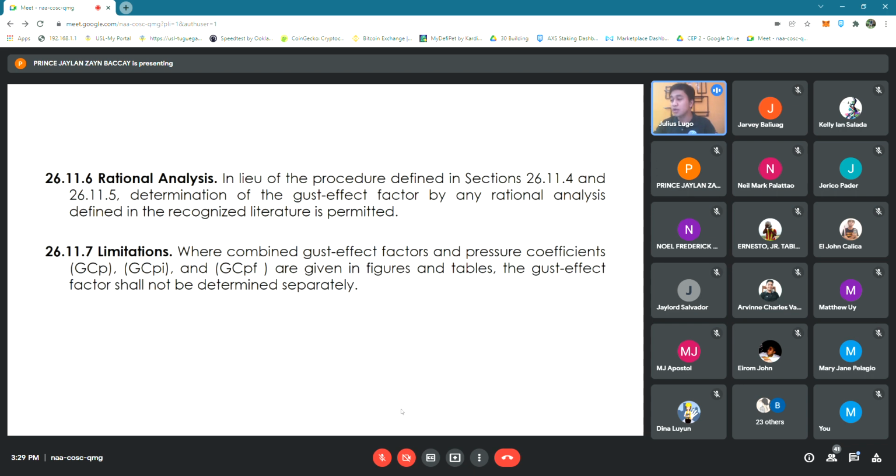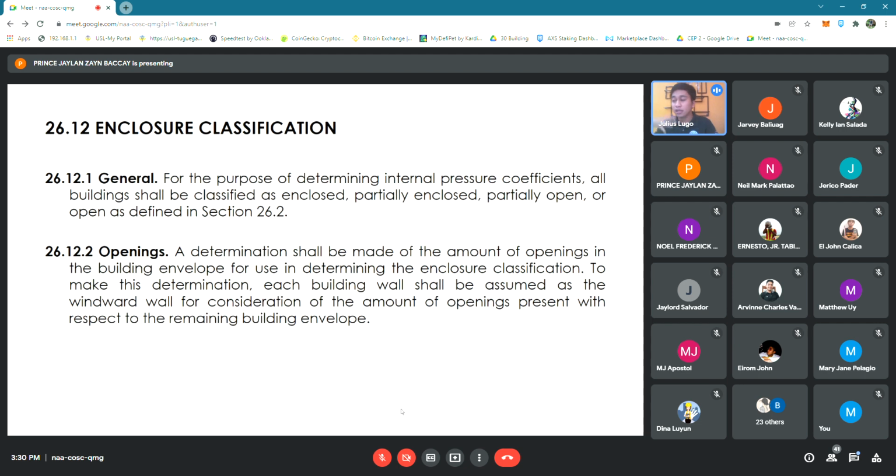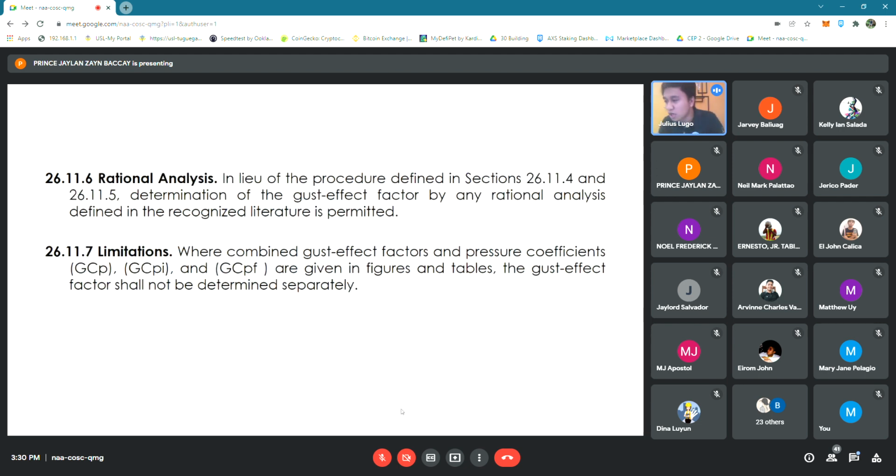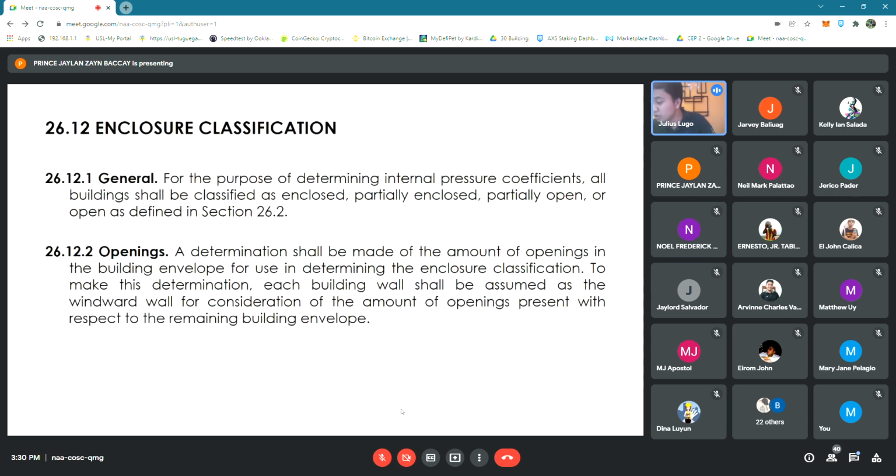Okay? So, meron tayong tinatawag na combined gust effect factors and pressure coefficients. Yung pressure coefficients natin, that's GCP, GCPI, and GCPF. Okay? So, meron tayong values nito na naka-table siya later on. Okay? So, may table dito. I think may table dito na in-include yung GCPI and GCPF. So, naka-table naman yung mga values na yon.